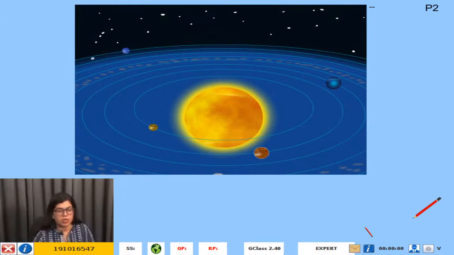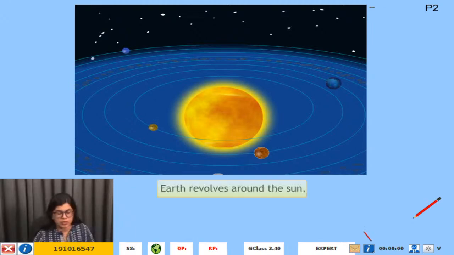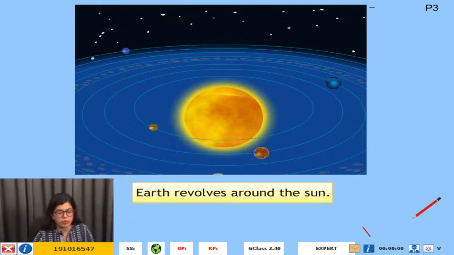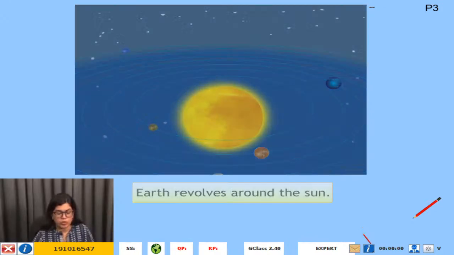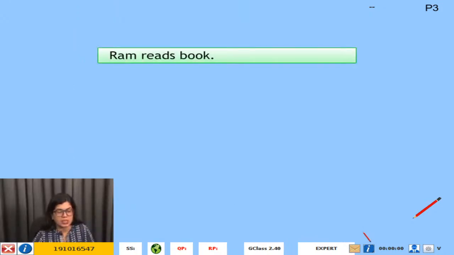Then, okay, so what is this in the image? Can you all make out? Yes, it's a solar system, isn't it? So in the solar system, we can see this Earth, isn't it? So Earth revolves around the sun. The sun is shining brightly in the middle, and the Earth is what? Revolving around the sun.